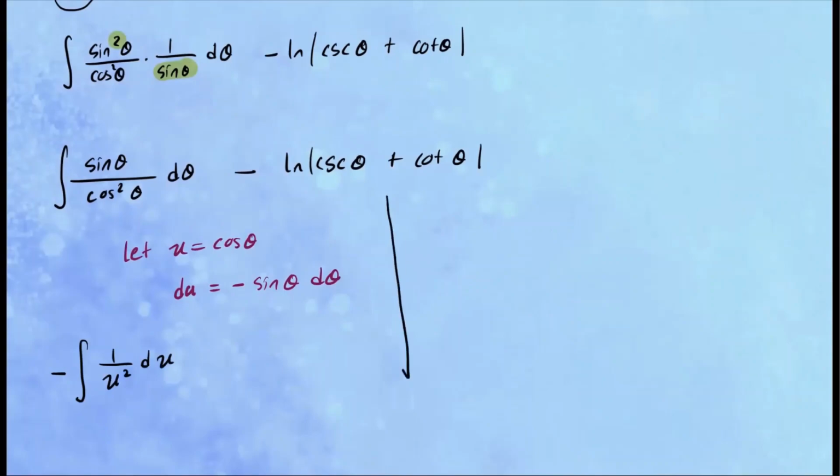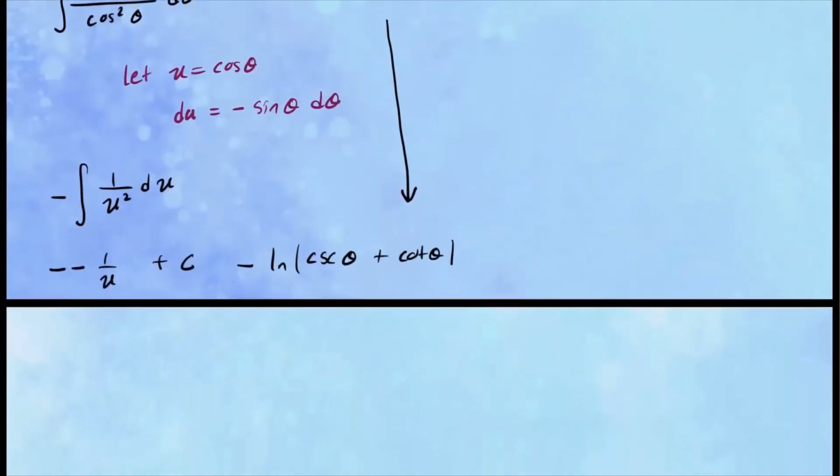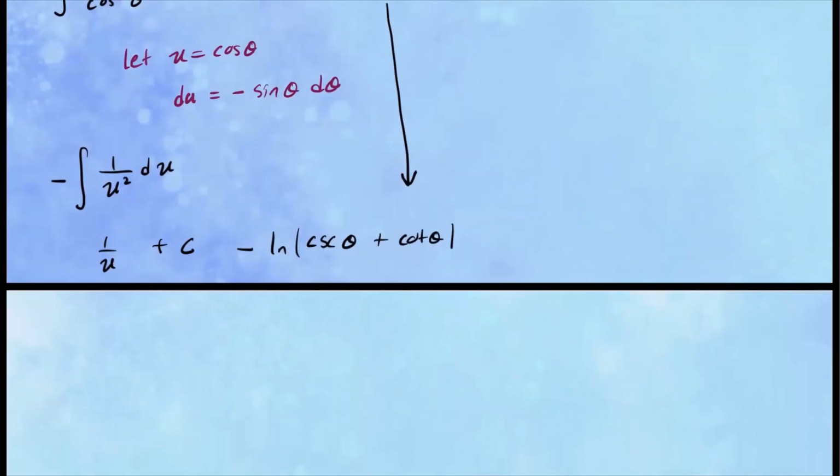And of course, I'm going to carry out the answer as I am going along. So the integral of 1 over u squared du, that's going to be negative 1 over u. Plus c, of course, and I'm carrying that answer with me, minus ln of cosecant theta plus cotangent theta. And finally, we plug in what u is, so this double negative will disappear. So u is cosine, so we have 1 over cosine theta minus ln of cosecant theta plus cotangent theta in absolute value plus c.